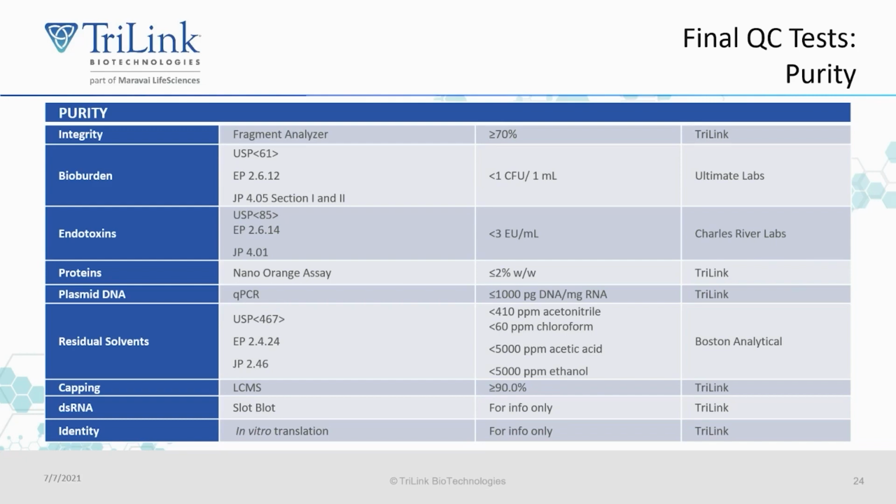For capping efficiency, we would be looking for greater than 90% capped. For slot blot, we would report, for information only, the image, and it's important to control for lot-to-lot variability. And finally, identity shown here, we could do the in vitro translation assay, which is the SDS-PAGE gel, to show the protein of a particular size has been made by the messenger RNA.